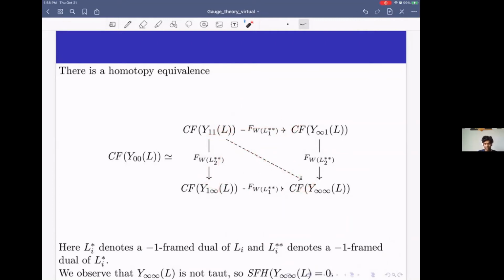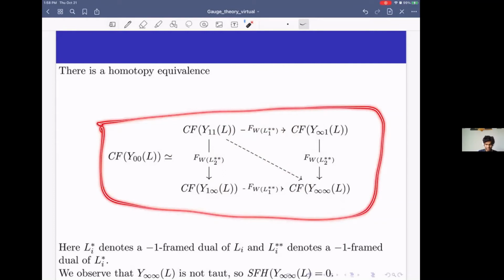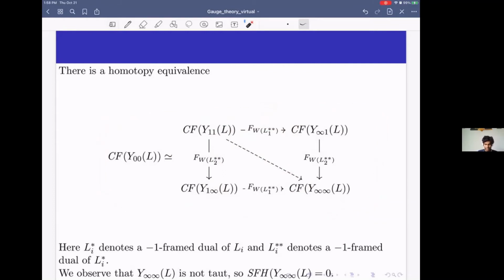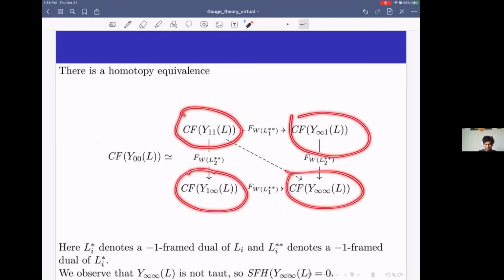Similarly for the other ones as well. So you can view this as a chain complex, and then there is a homotopy equivalence between them. So our goal is to use this formula for this. And usually the iterated mapping cone formula could be tricky to use, because if all of them become non-zero, then you have lots of maps between them.